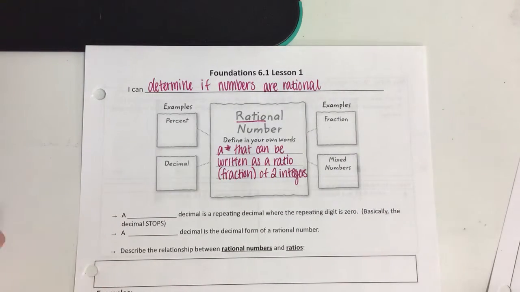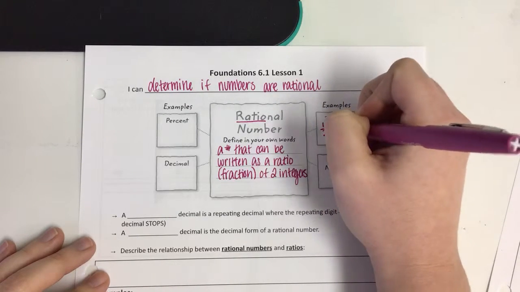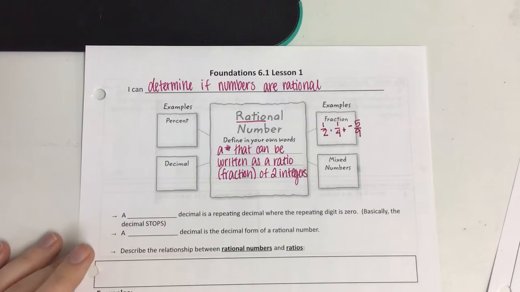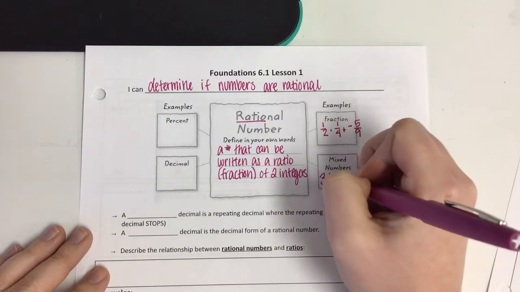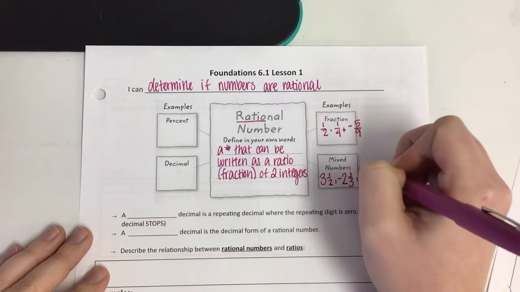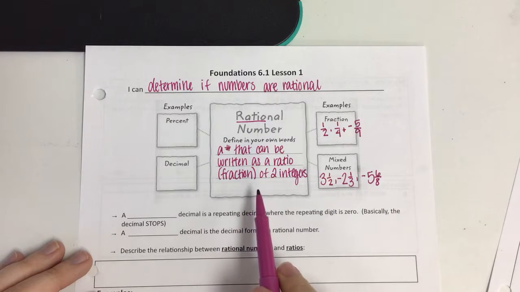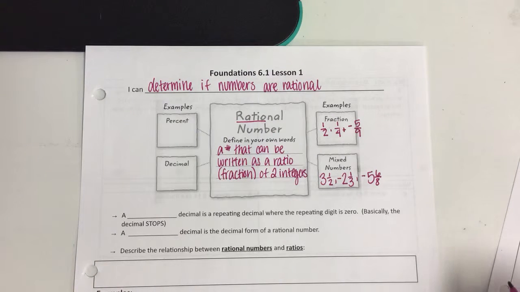Okay, so some examples are some regular fractions, 1/2 or 1/4 or -5/9. Those are all just regular fractions that are rational. Okay, we also have mixed numbers like 3 1/2, -2 1/3, -5 6/8. Again, all these are rational because they can be written as a fraction that includes two integers. Integers are positive and negative numbers, including 0, but it does not include decimals. Okay, so integers are most likely people want to think of them as whole numbers, but it also includes the negatives.